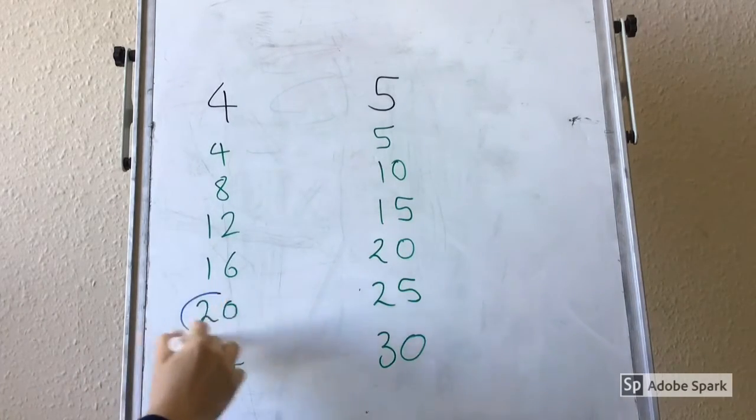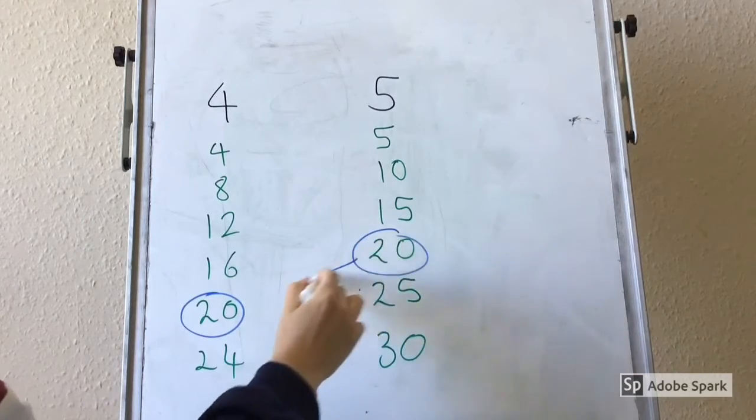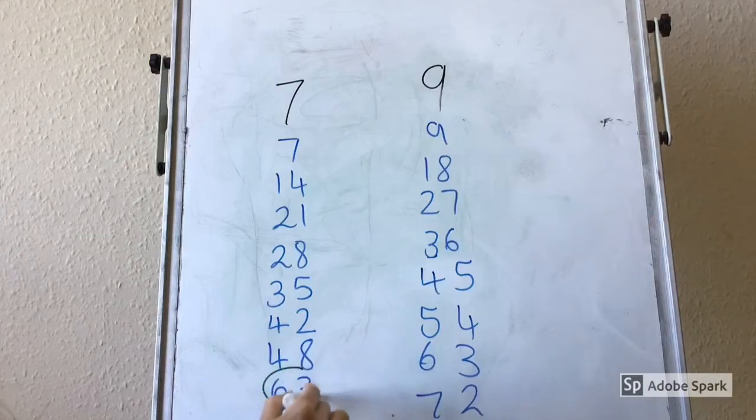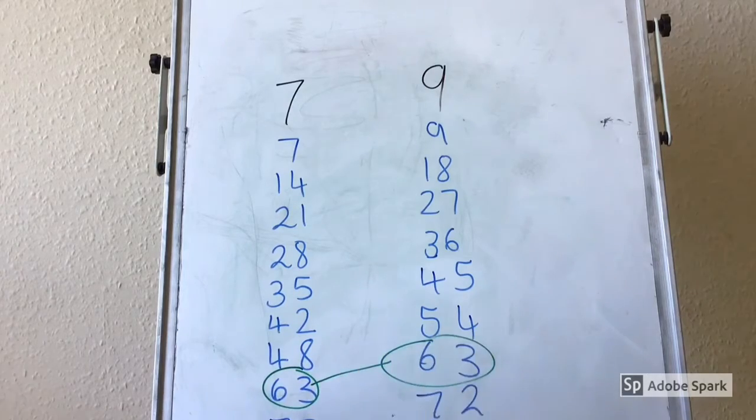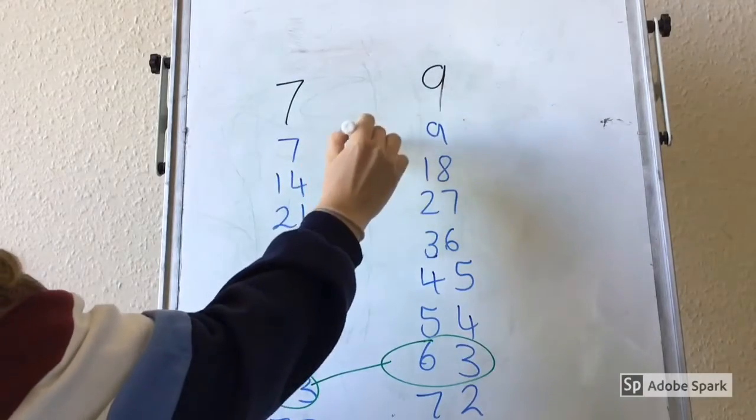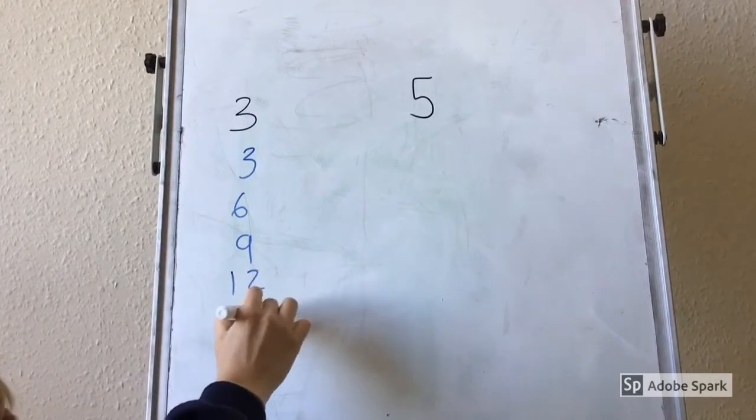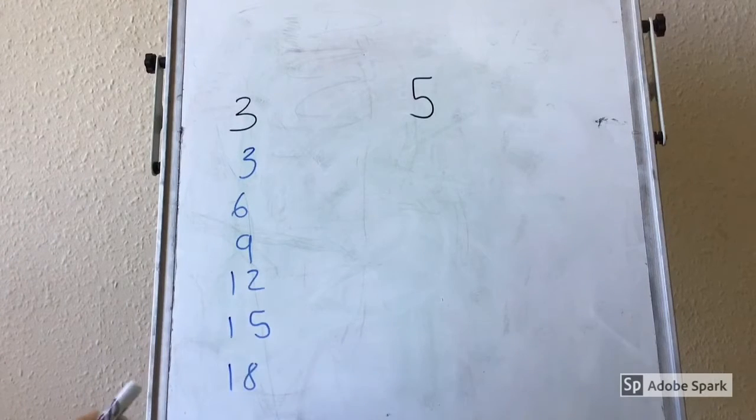But when we lay out our times tables, we can see that 20 is a multiple of both 4 and 5. So in this example, we can see that the lowest common multiple of 7 and 9 would be 63, which is actually 7 times 9. Have a go at pausing the video and finding the lowest common multiple between these two numbers.